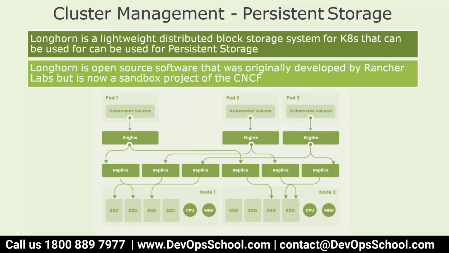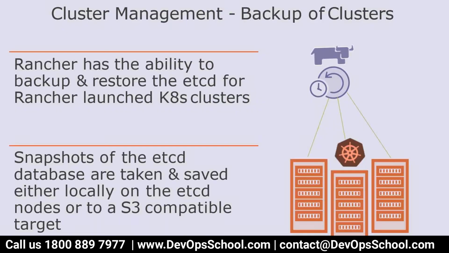Now there is one service you need to know about, and that's how we get block storage in Rancher. That service is basically Longhorn. Longhorn is a lightweight distributed block storage system for Kubernetes that can be used for persistent storage. Longhorn is open source software originally developed by Rancher Labs, but now a sandbox project of the CNCF. So it's another product you can use for persistent, block storage technology.